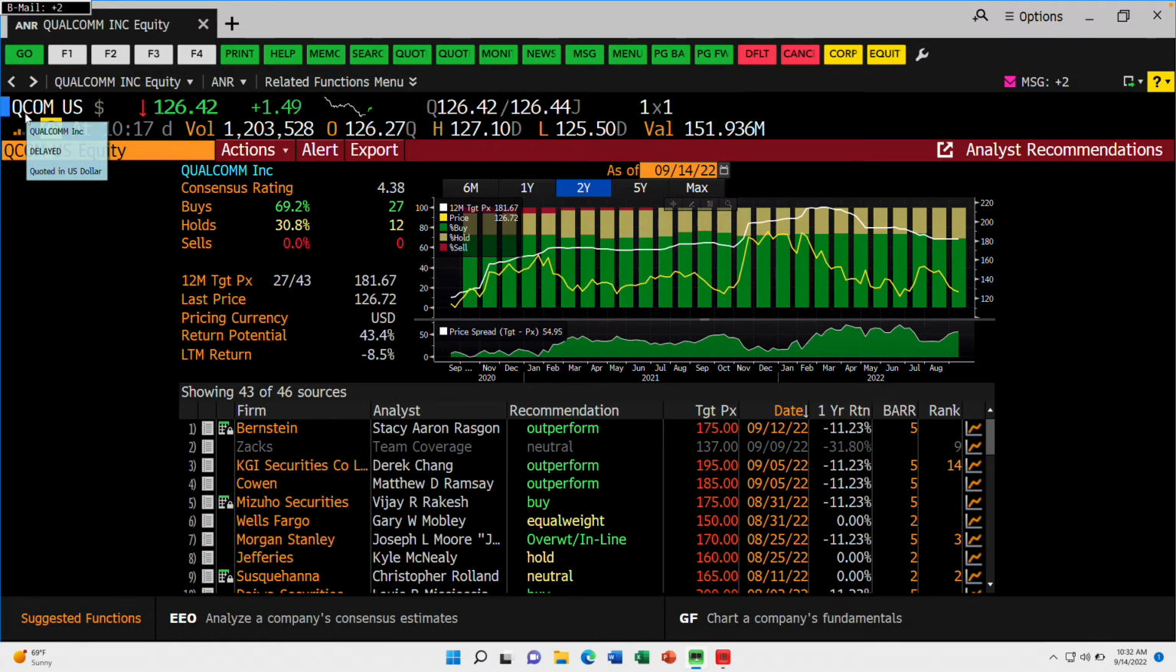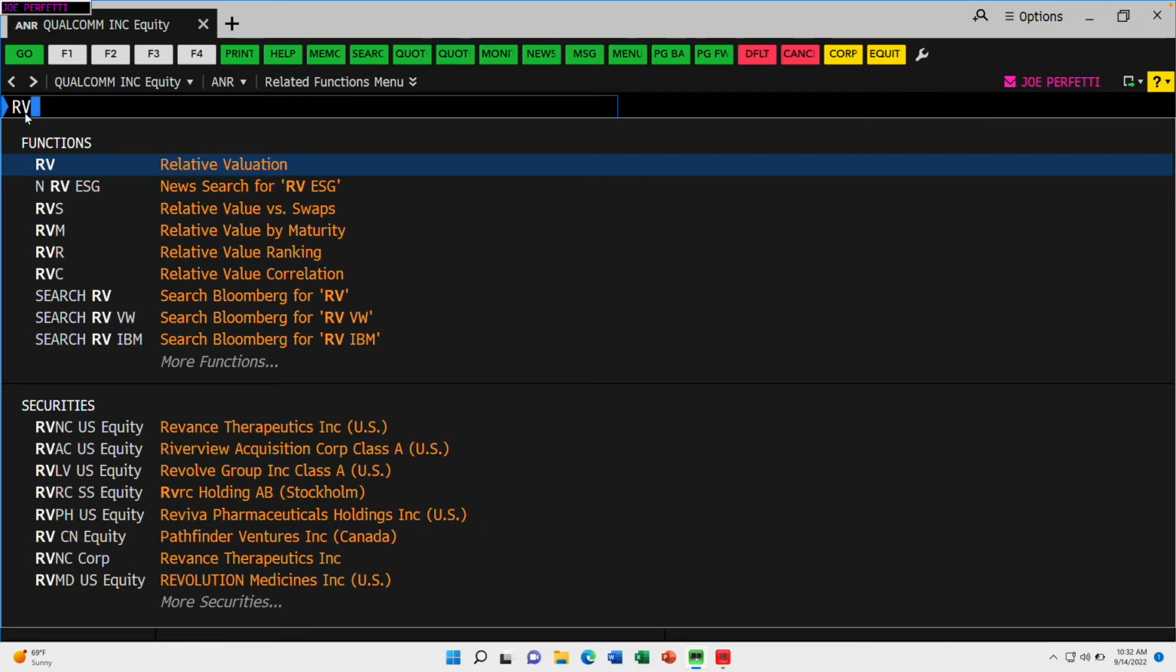Questions? C. We showed that Qualcomm has a higher spread than the industry. They have competitive advantage. Why? Why does Qualcomm have competitive advantage? What allows them, C, to earn that higher spread? Back to our screenshot. What'd you say?